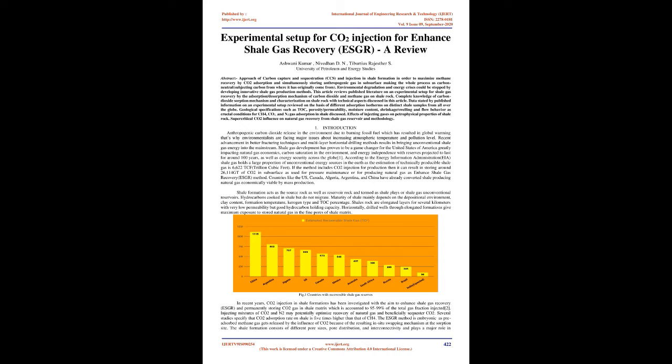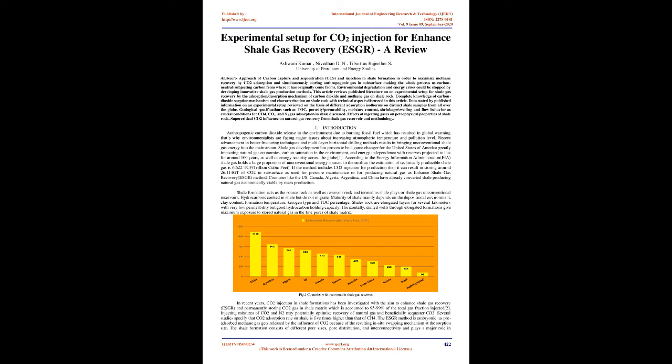According to the Energy Information Administration, EIA, shale gas holds a large proportion of unconventional energy sources in the earth, as the estimation of technically producible shale gas is 6,622 TCF, trillion cubic feet. If the method includes CO2 injection for production, then it can result in storing around 26,114 GT of CO2 in the subsurface, as used for pressure maintenance or for producing natural gas by the Enhanced Shale Gas Recovery, ESGR, method.